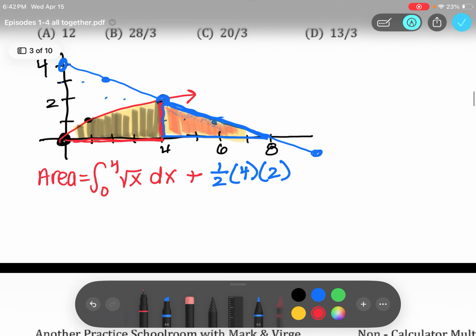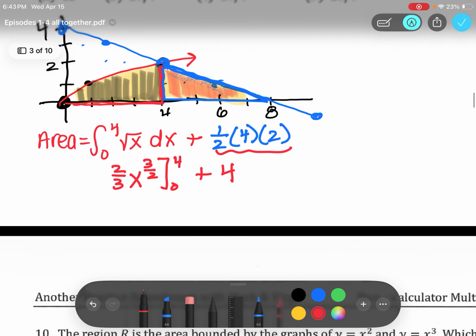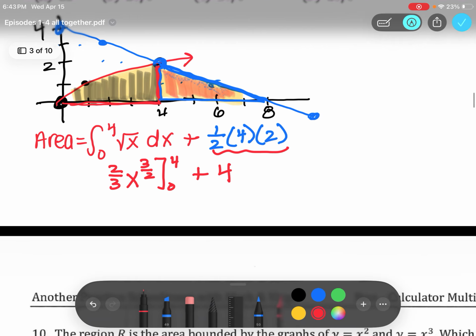So over here, when I integrate this, think of the square root of x as x to the 1/2. So this becomes x to the 3/2 times 2/3, going from 0 to 4, plus this right here is just the number 4. Okay, let's integrate. When we integrate, we plug in the top term. So 2/3, if I plug 4 in here, I'm going to say the square root of 4 cubed. Minus, if I plug 0 in, I get 0. And I have plus 4.